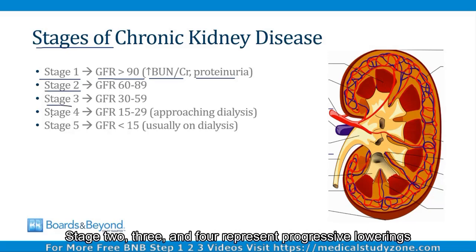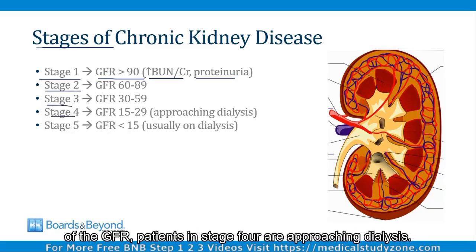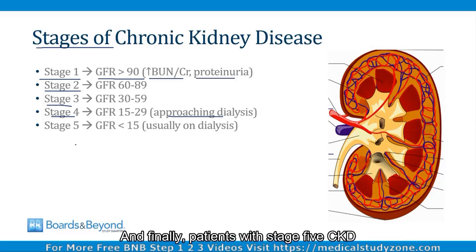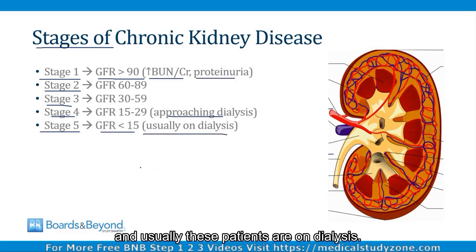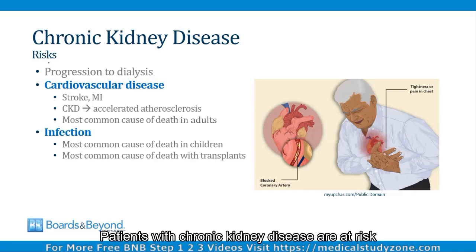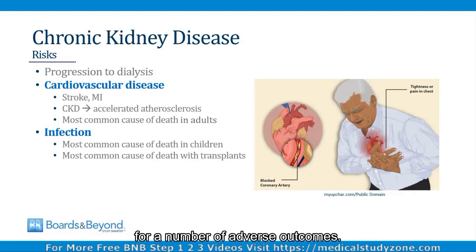Stage 2, 3, and 4 represent progressive lowerings of the GFR. Patients in stage 4 are approaching dialysis. And finally, patients with stage 5 CKD have a GFR that's less than 15, and usually these patients are on dialysis. Patients with chronic kidney disease are at risk for a number of adverse outcomes.